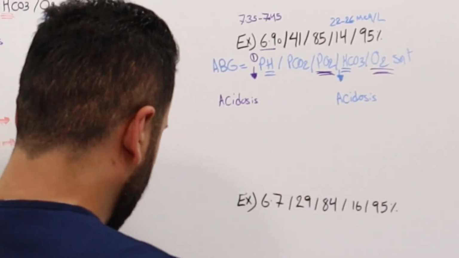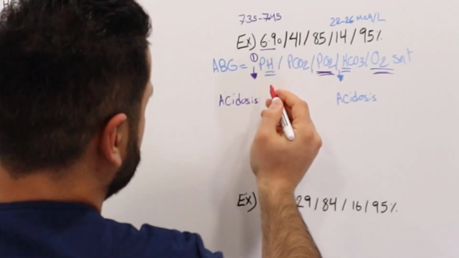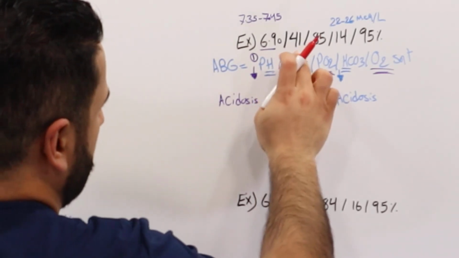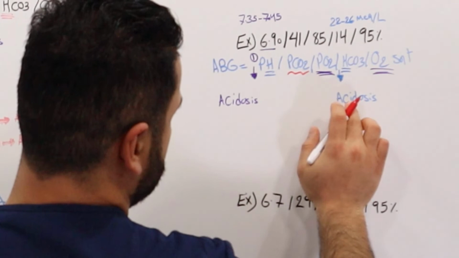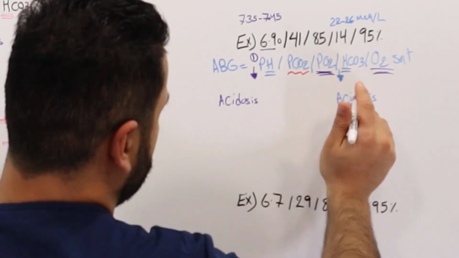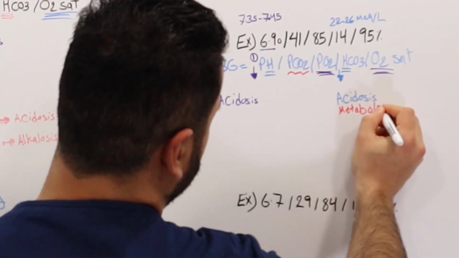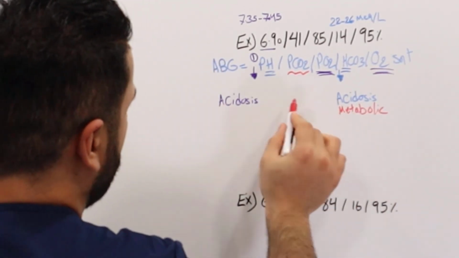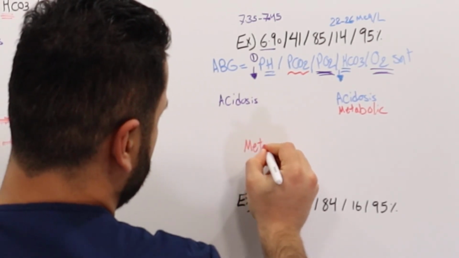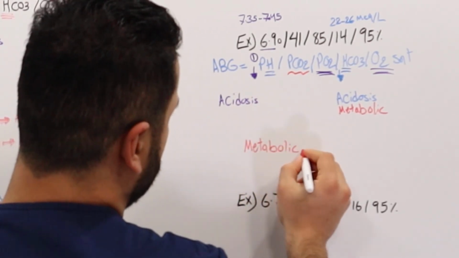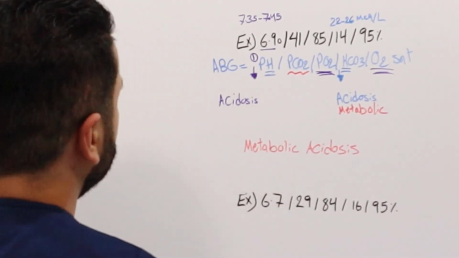And looking at PCO2, we know the range is between 35 and 45, and we have 41, so this is normal. So in this case, HCO3, because it's metabolic, therefore we have metabolic acidosis. So here we have metabolic acidosis as the answer to this example.